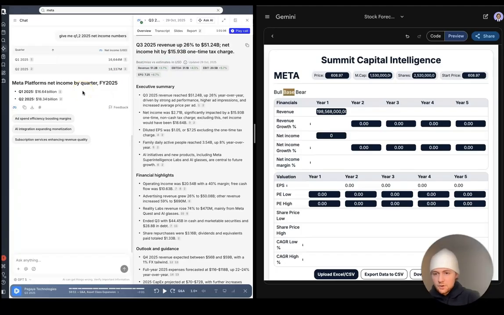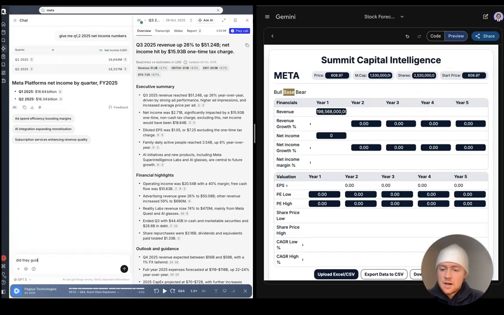Okay, so for Q1, we've got 16.64 billion. I'm getting a call from TD Bank. We don't want to talk to them. 18.34 billion in Q2. Net income would have been 18.64 billion in Q3.